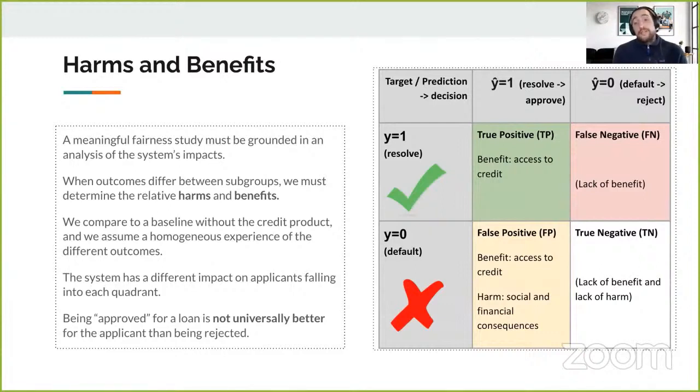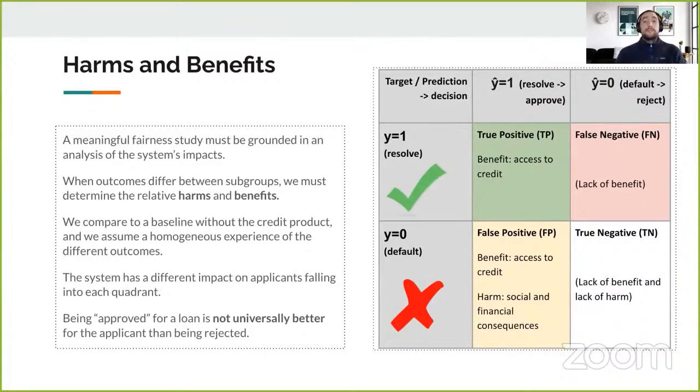So for this case study, we compare the system outcomes to a baseline where the credit product does not exist. We assume that the different outcomes each carry the same harm and or benefit regardless of the applicant receiving that outcome. Now these are assumptions, and we do not claim that these are necessarily the best assumptions that the bank can make. But we do believe that this part of the analysis is very important, and we strongly recommend the involvement of the bank's internal ethics functions.